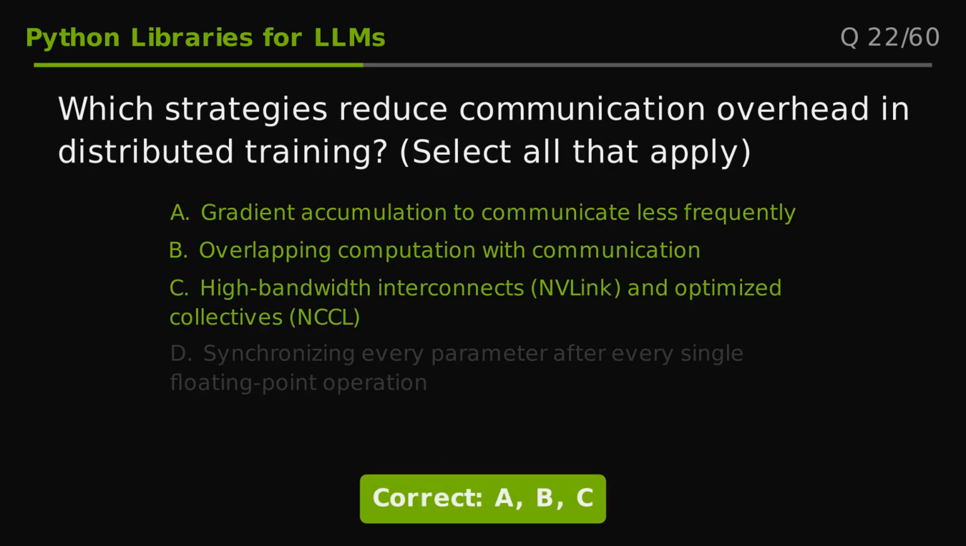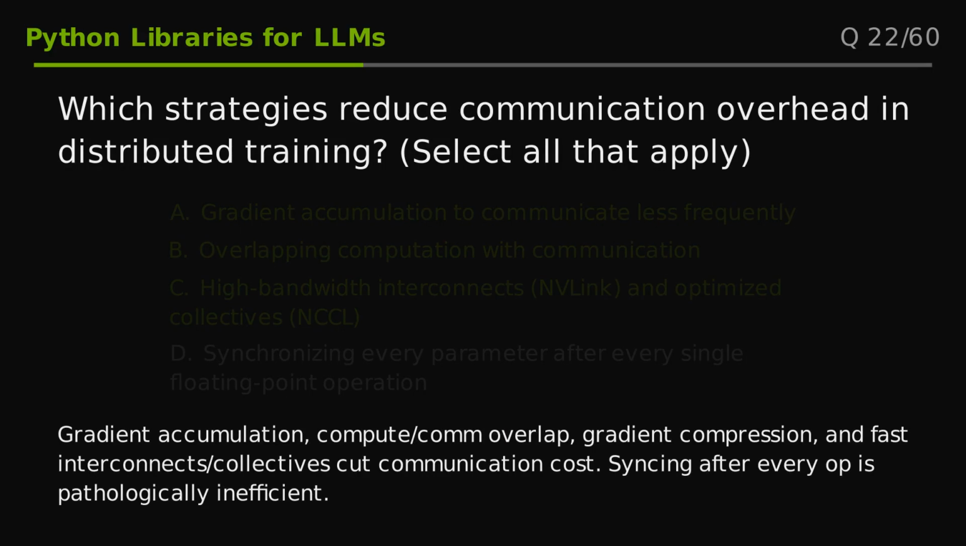The correct answers are A, B, C. Gradient accumulation, compute and communication overlap, gradient compression, and fast interconnects with optimized collectives cut communication cost. Syncing after every op is pathologically inefficient.